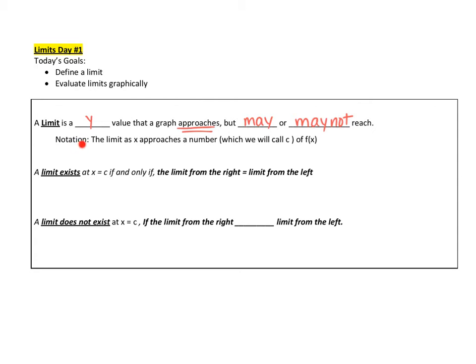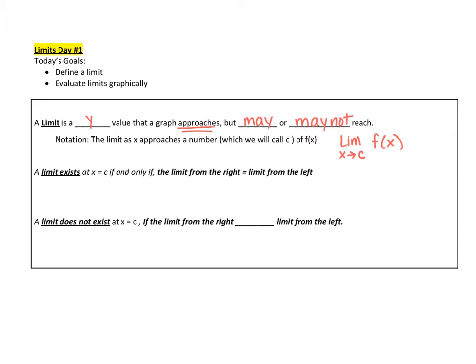There is a notation or a symbol that we use to define a limit, and it's as follows. We would write the limit as x approaches some number, and we're going to call that number c. It could be 5, 6, 7, 8. C is just a letter that we use to refer to a constant. So the limit as x approaches a constant c of f of x. That is the notation when I'm asking you to find a limit.